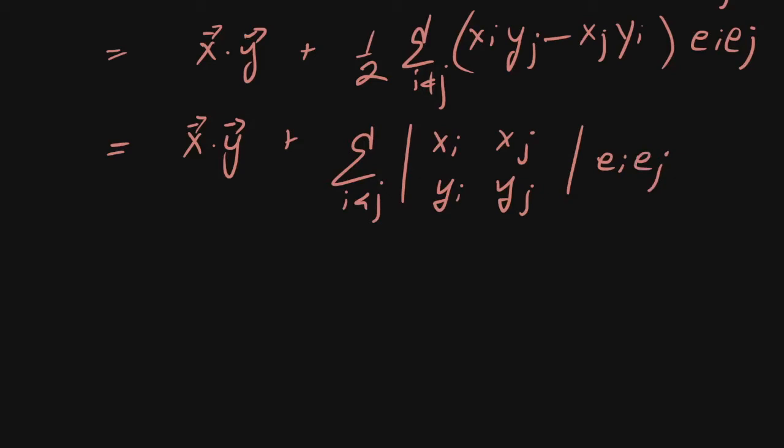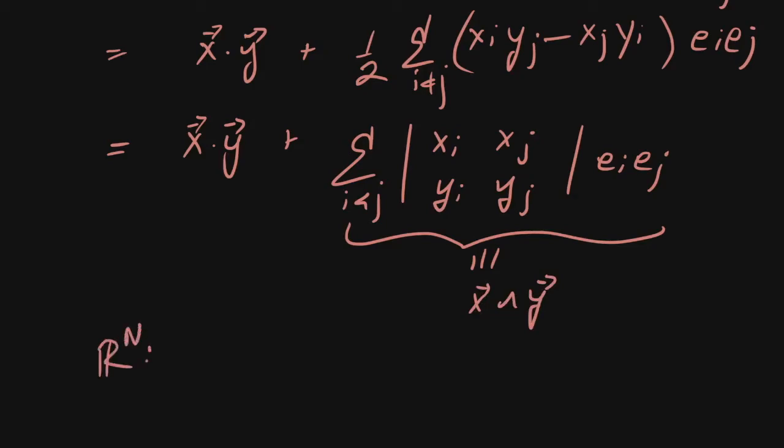This is clearly the beast that we are going to define as the wedge product. So now, in Rn, we have xy equals the dot product plus the wedge product.